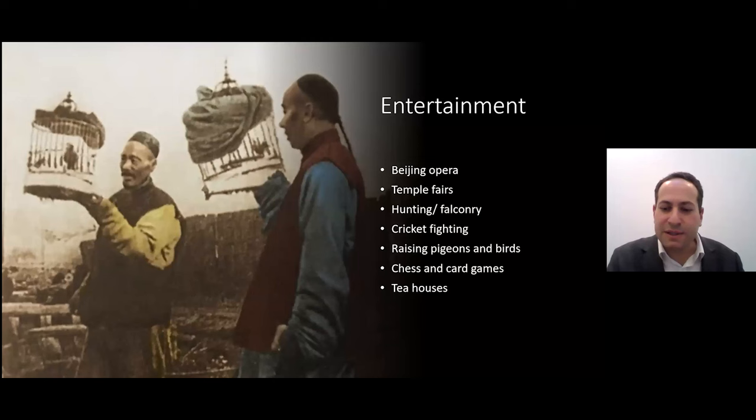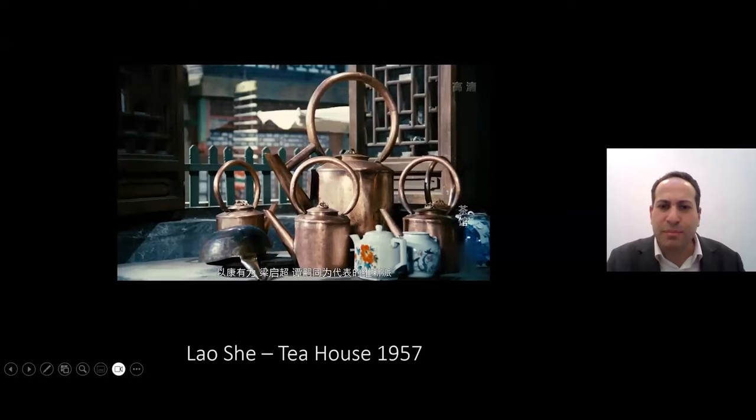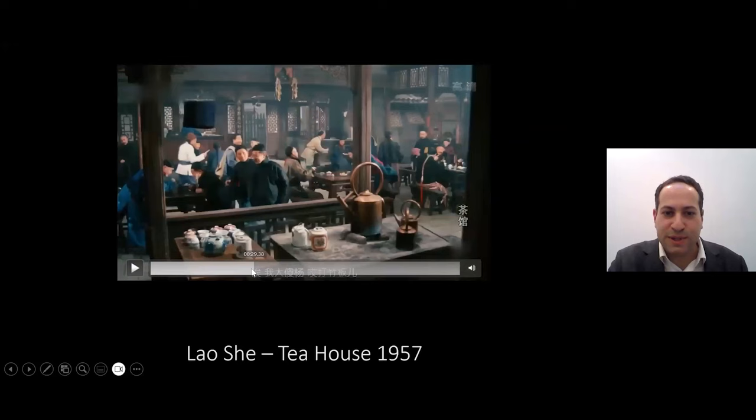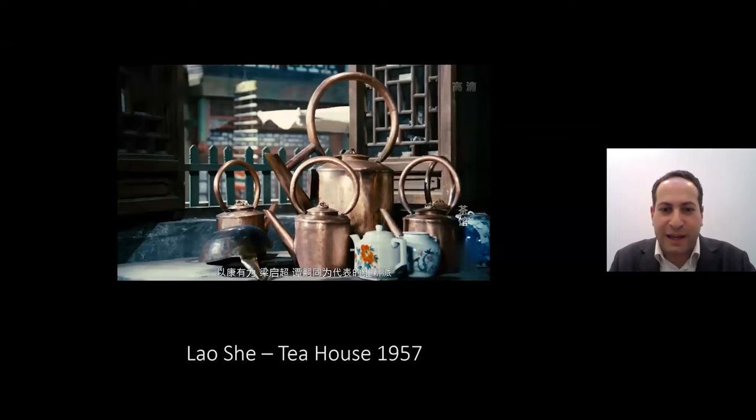I have a video from Lao She's Teahouse in 1957, but I think it really evokes the sounds of what Beijing would have been like at that time. And you saw some of the men looking into two cylinders. I can't find it, but they were looking at cricket fighting. You have people with bird cages and things like that.